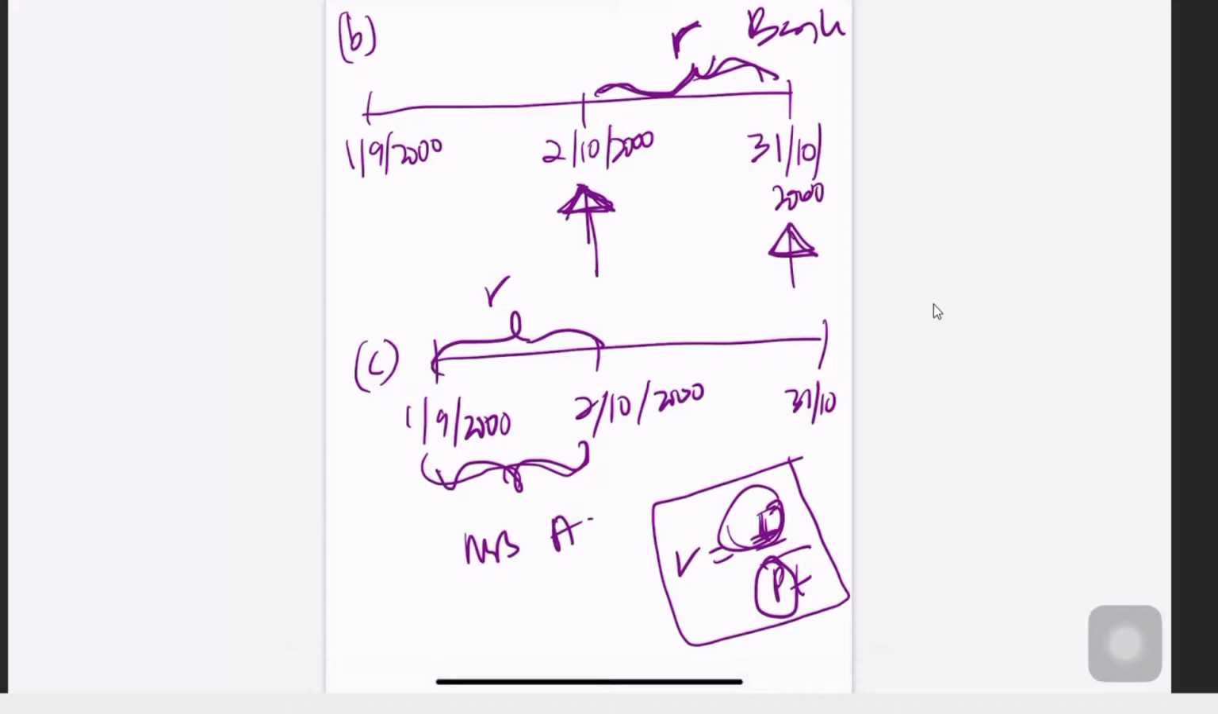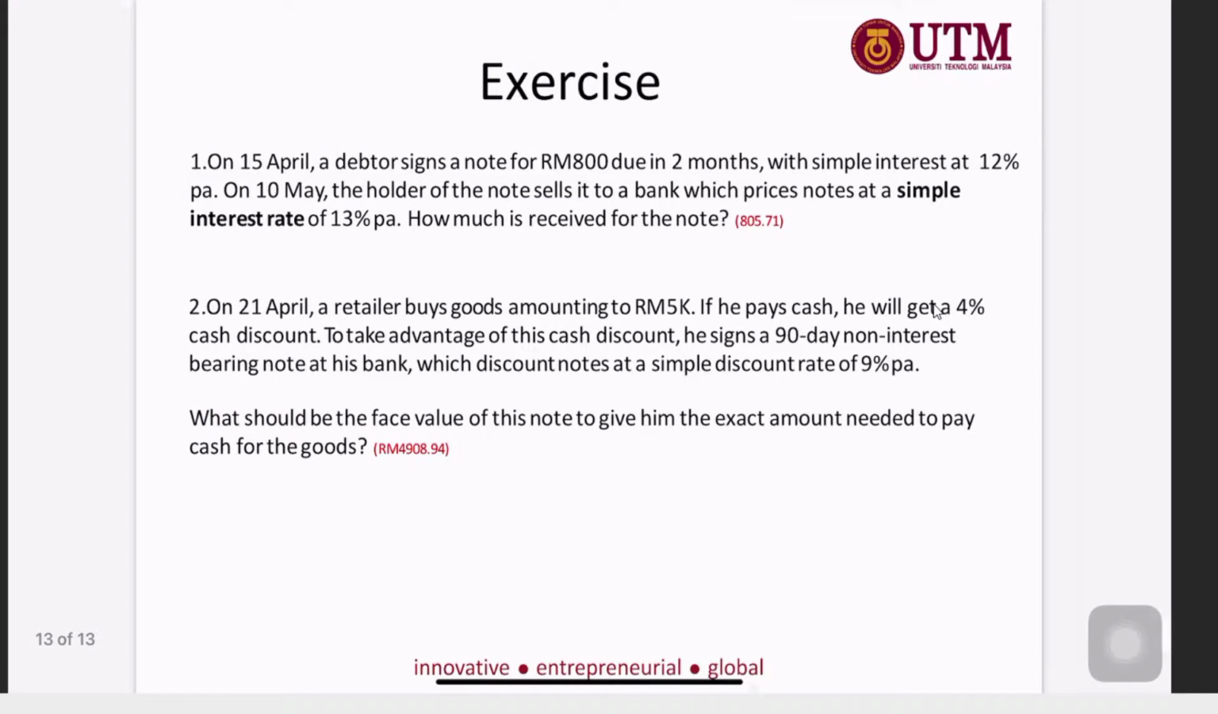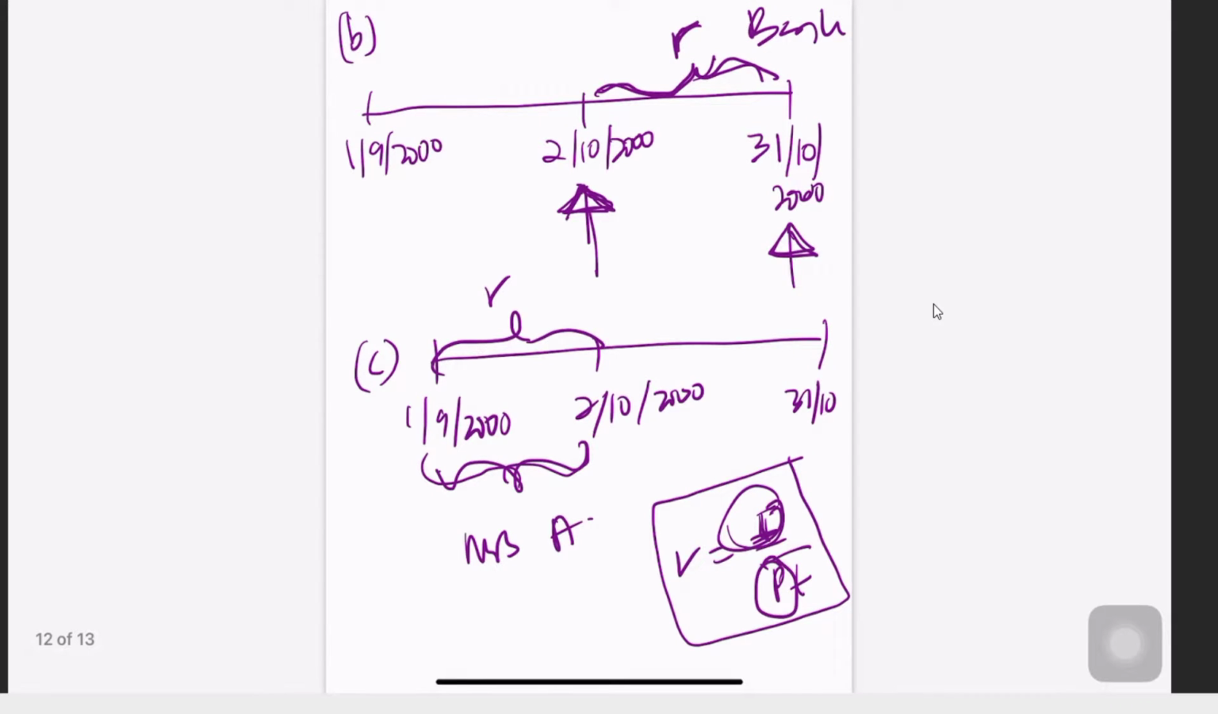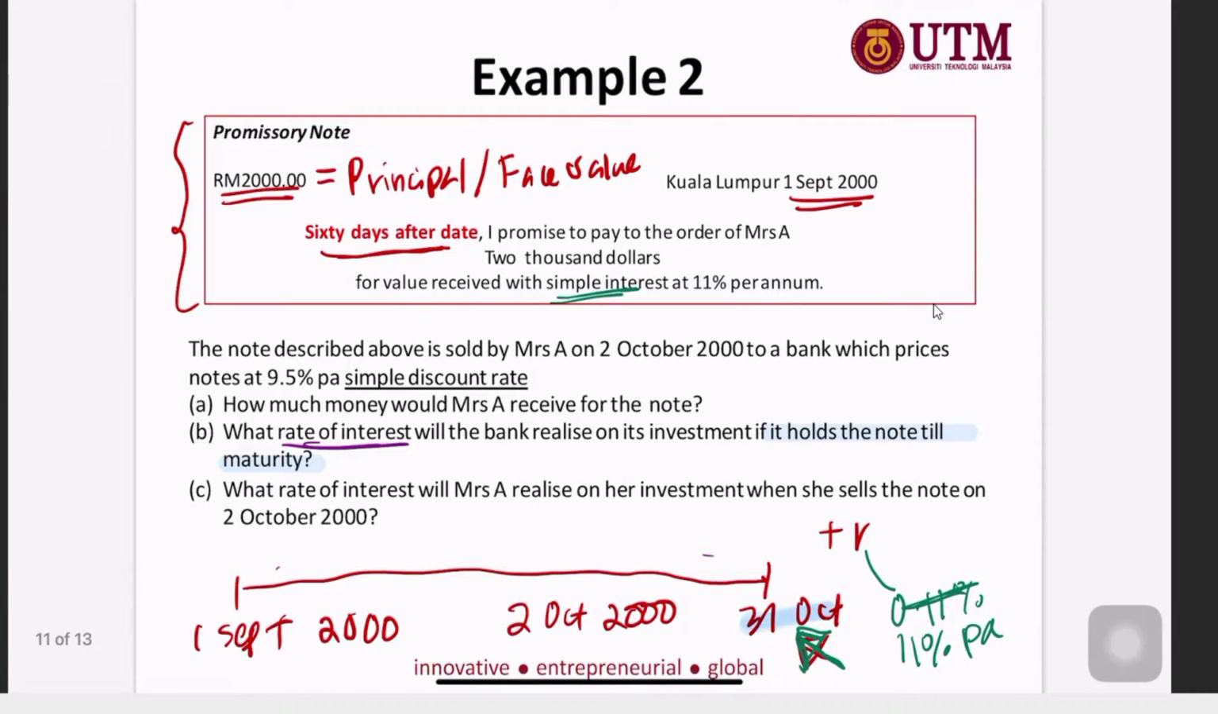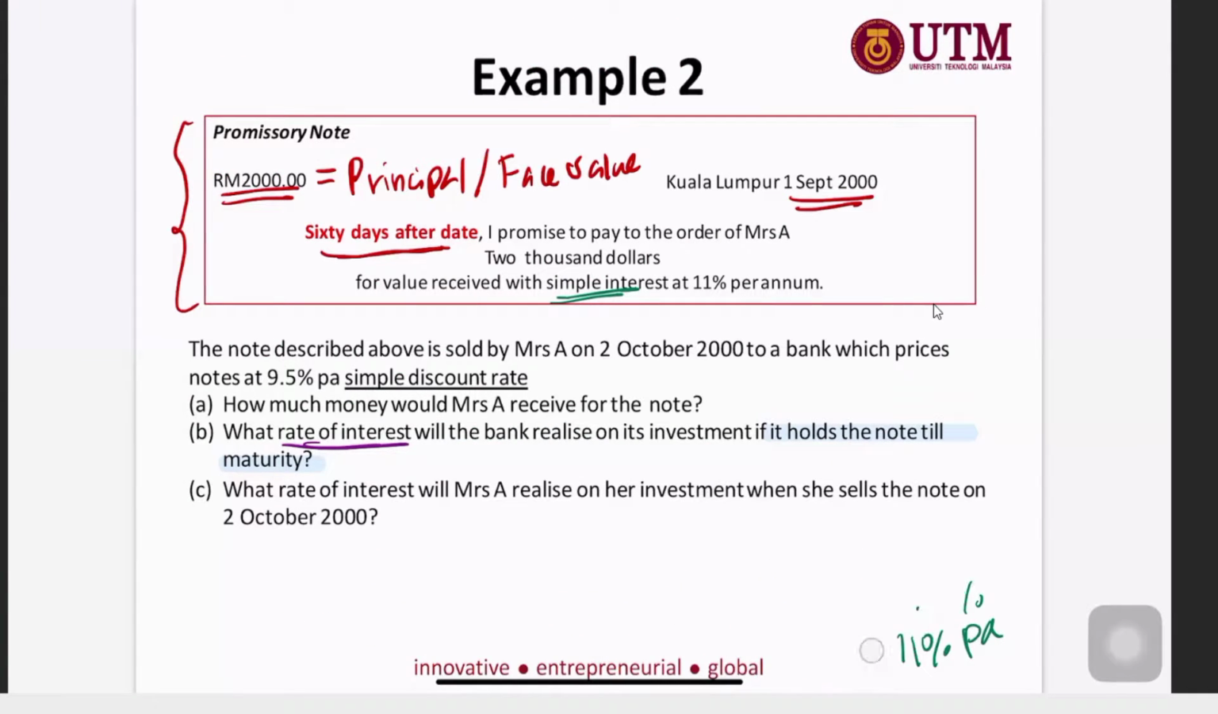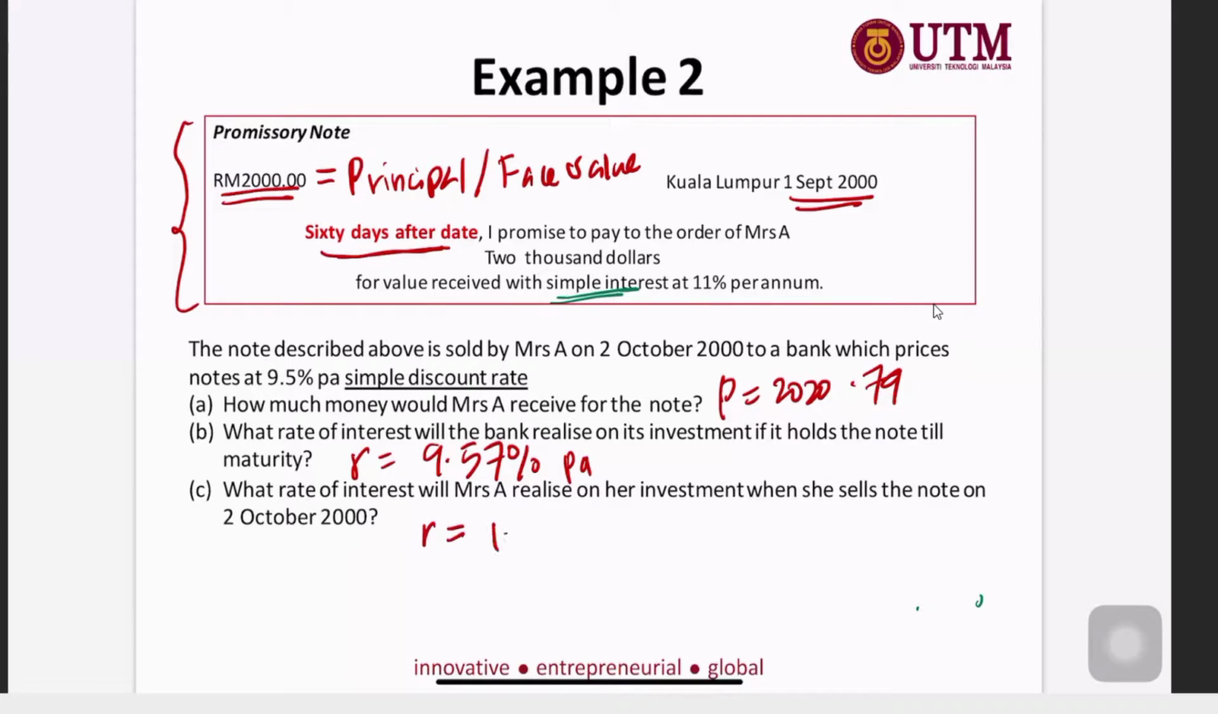Okay, so you try first doing this question, and then later if you still did not get the answer, for B you should get this answer. So for A your answer would be P is equal to 2020.79. For B your R is 9.57% per annum. And for C, your R is 12.24% per annum.